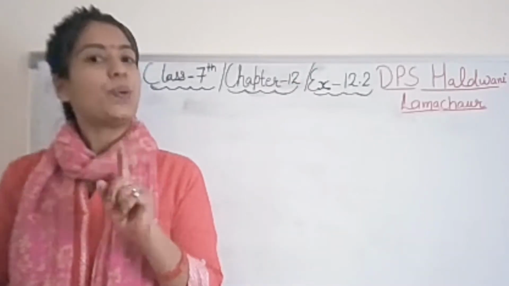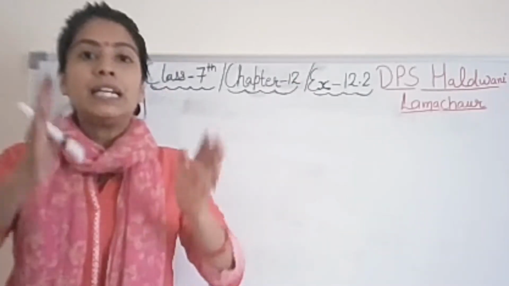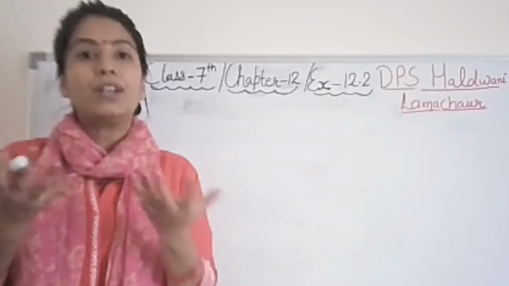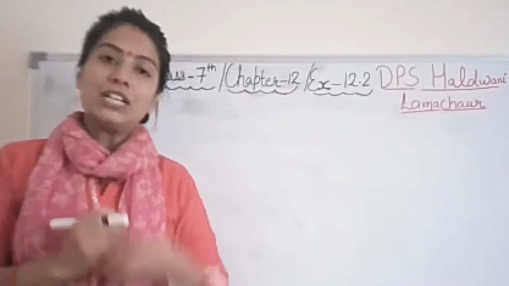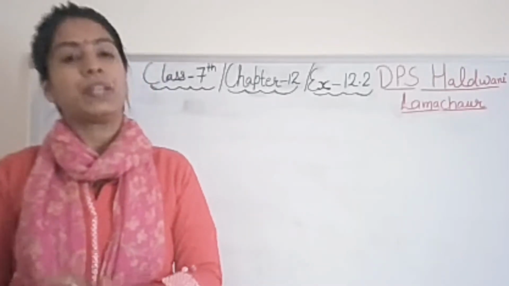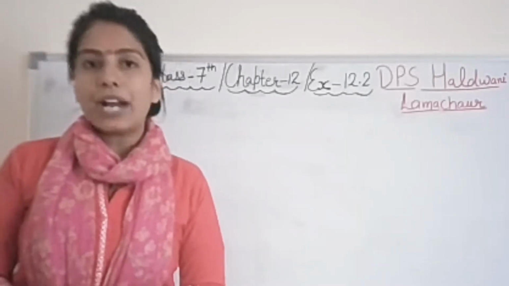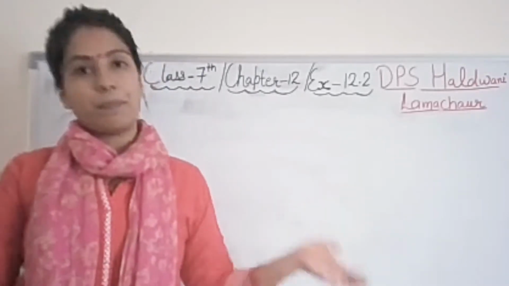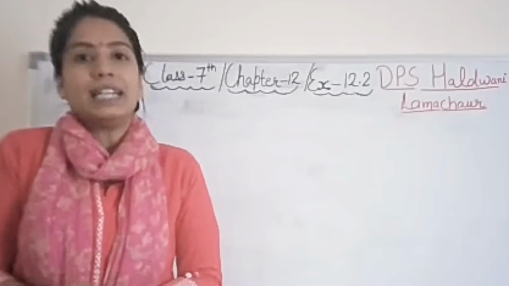Students, in exercise 12.1, we learned how to take out the like terms and how to make pairs of the like terms, right? So here we have a question of addition and subtraction. And what terms can we add or subtract? Like terms only we can add or subtract. Unlike terms we can't add.